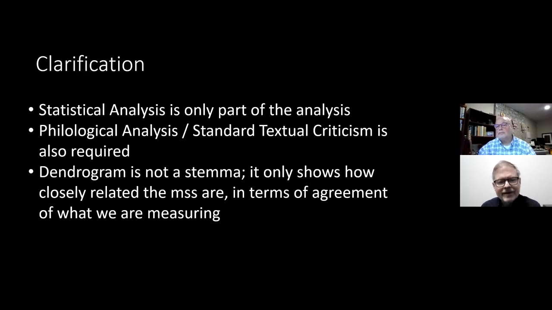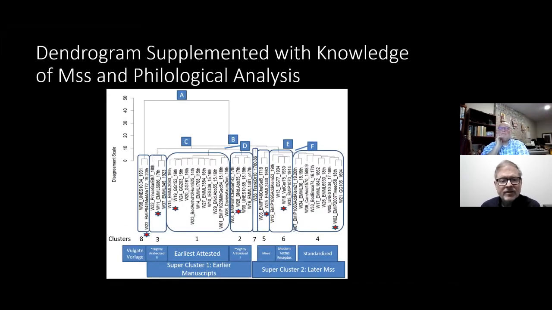A dendrogram is not a stemma. Okay, so we want to make that clear. Stemma shows genealogical relationship. A dendrogram shows how closely the manuscripts are related, and specifically in terms of what we are measuring. We take the dendrogram and then with some additional information, identify clusters. This leads us to identifying text types, such as what we believe to be the earliest attested, and then a standardized form. And so this then is part of the additional analysis.